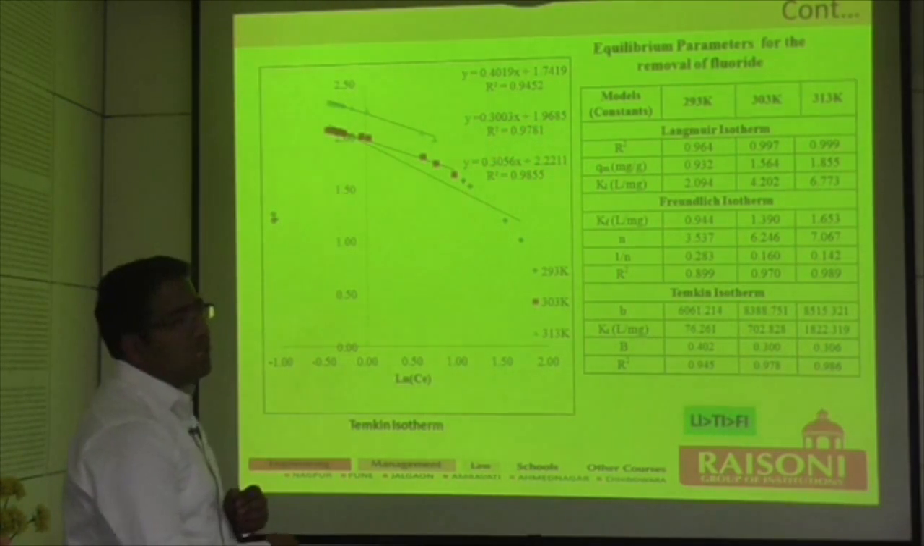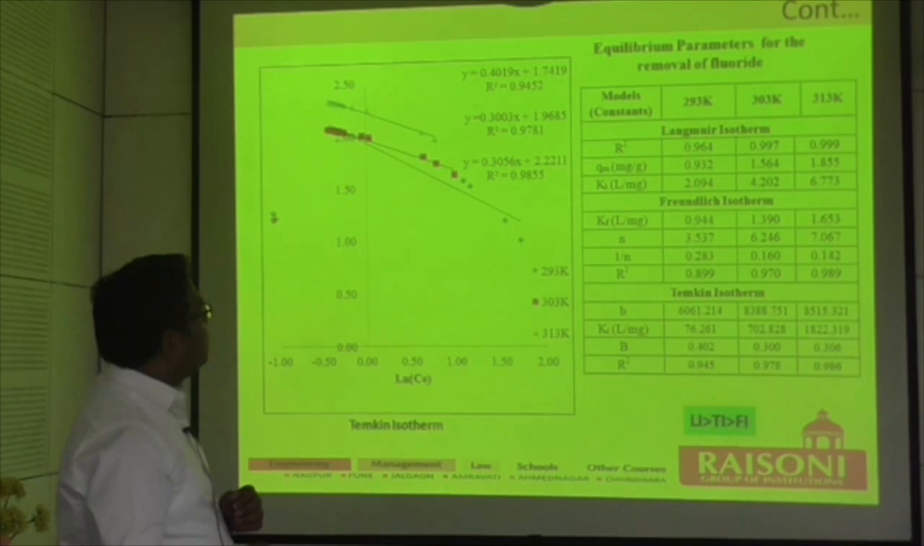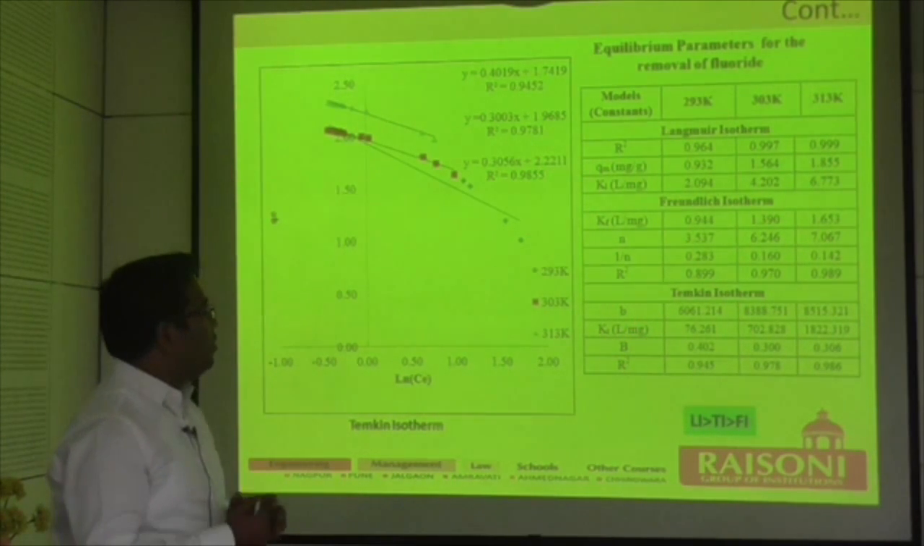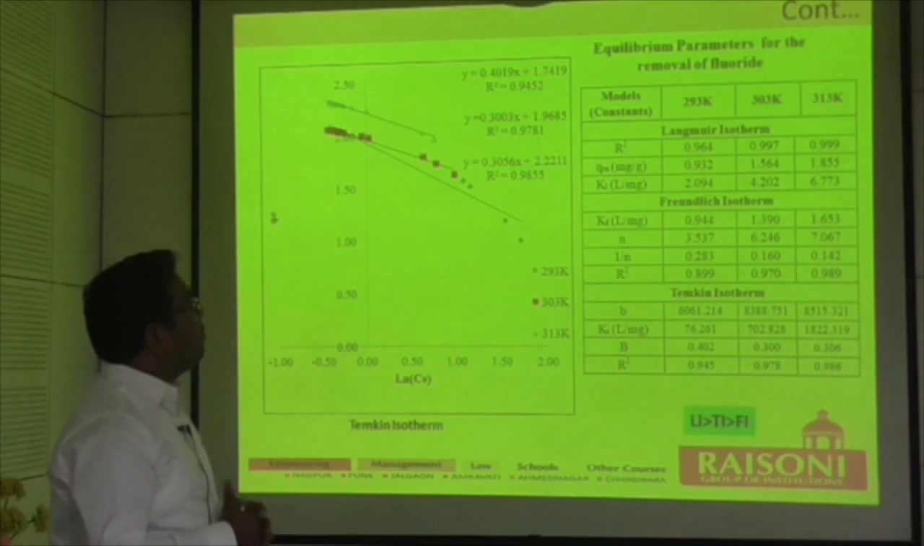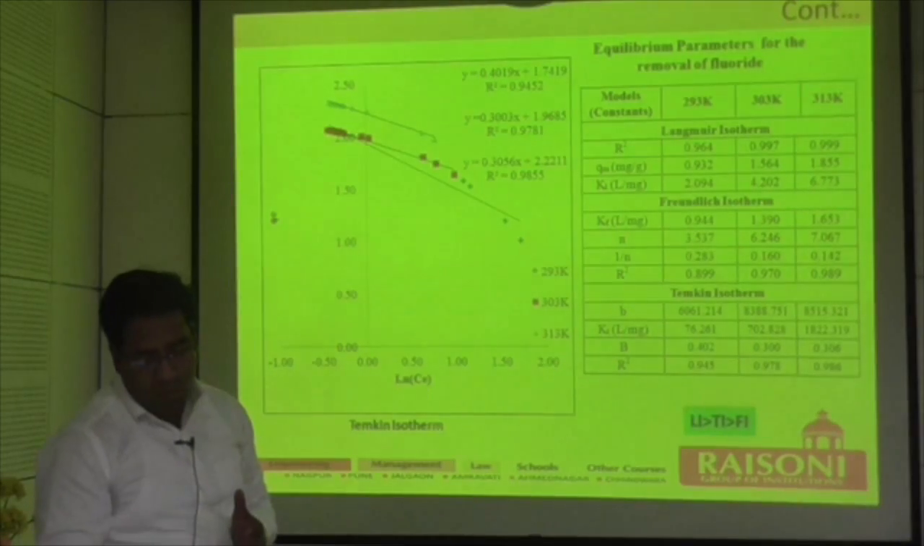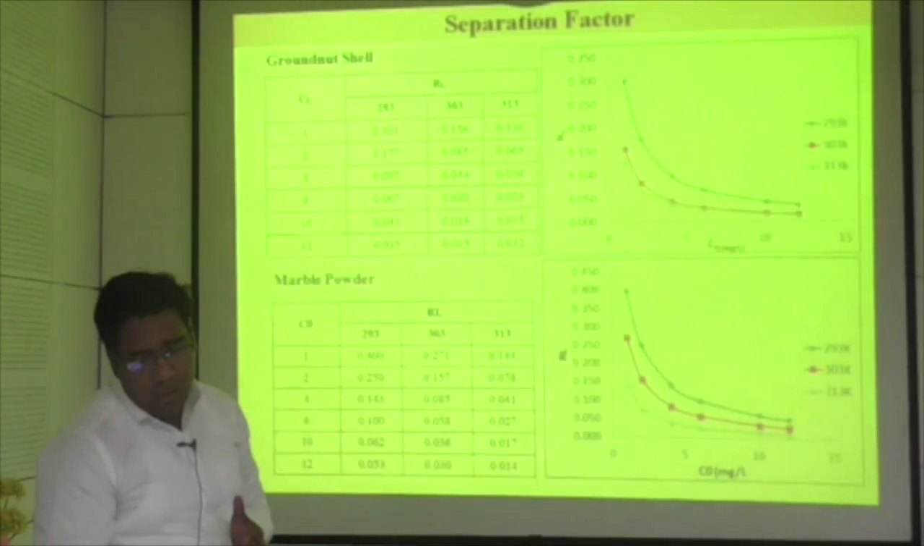This is for the various temperatures actually. So that is tabulated in this way, where R square is the coefficient of regression, QM is the maximum capacity, KL is a rate constant. Again for Freundlich, Kf is a rate constant, and 1/n is affinity. Then again the constant and the coefficient of regression. So we can say that for ground shell it follows all three.